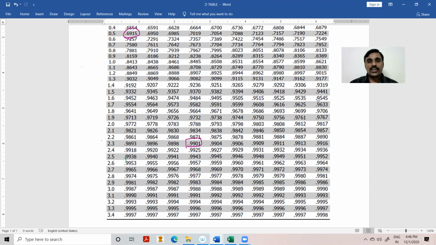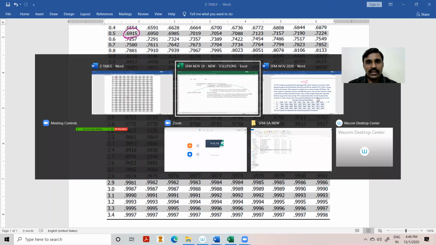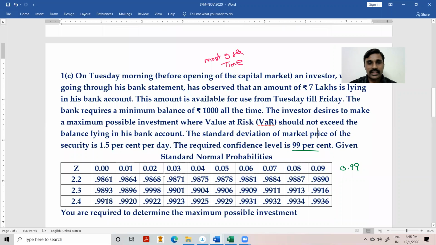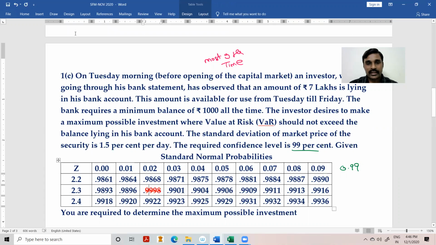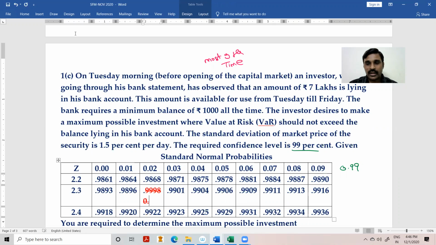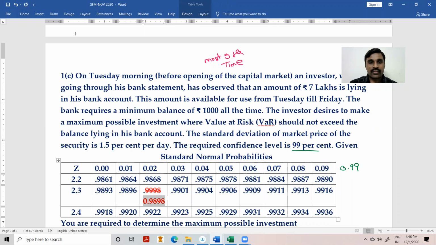0.9901, close to that. Look at that. In the examination question paper, some error is there. They have taken it as 0.9988. Actually, it is wrong. That figure should be 0.9898, not 0.9988.